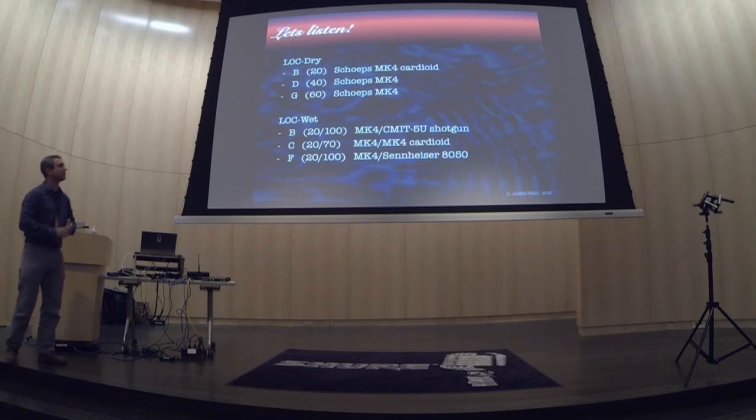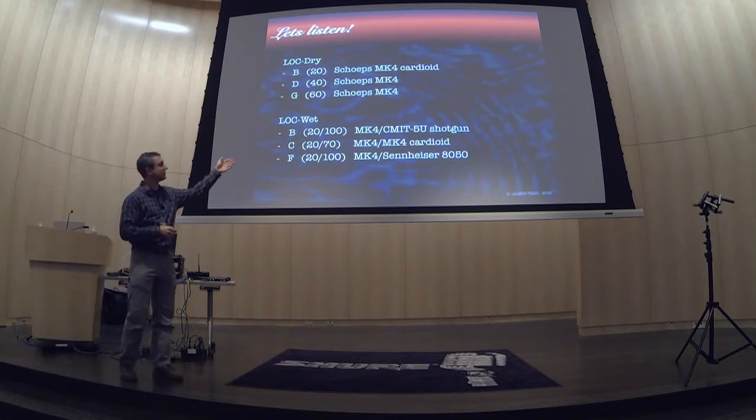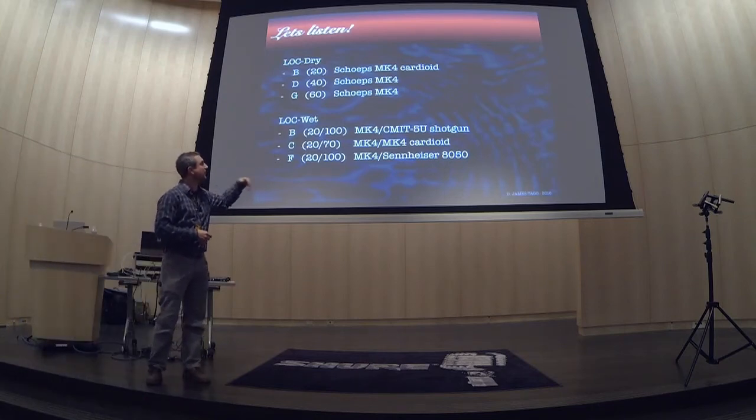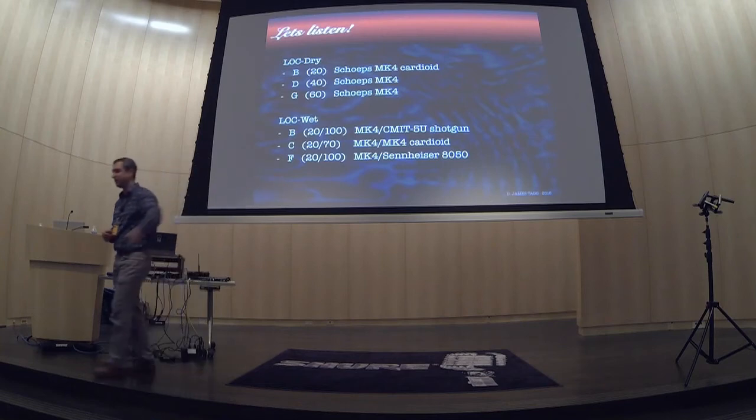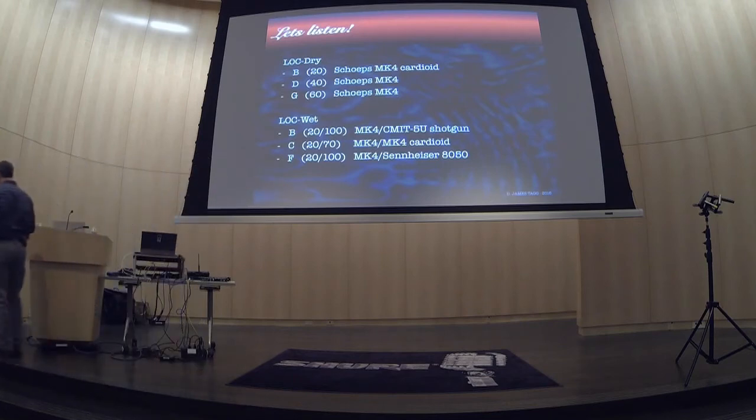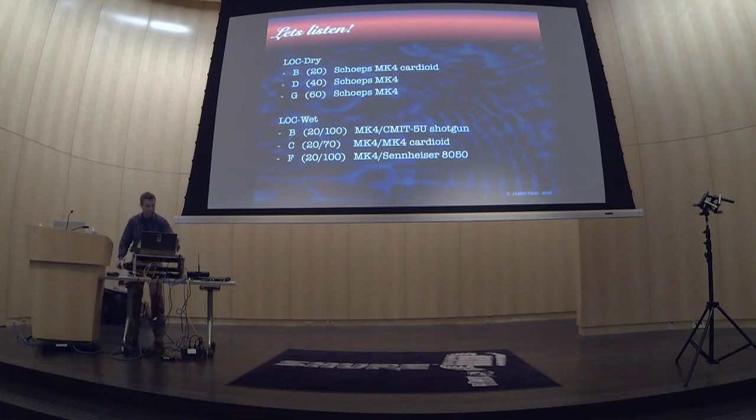So here we'll listen to the shotgun, we'll listen to the cardioid, and then we'll also listen to a Sennheiser 8050. There's a reason I chose that microphone to play for you, and I'll talk about that a little later on. But let me play you these examples first. So again, we're starting with the first one there. This is going to be 20 degrees in the front and 100 degrees with the shotgun in the back.